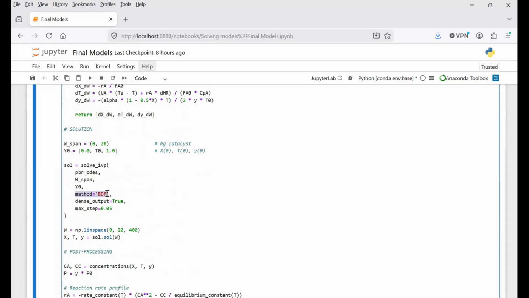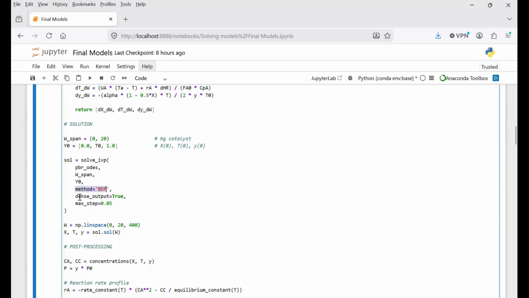BDF, backward differentiation formula, basically. That's the method we want to use because this is a stiff system. So we need to use a specific model that can handle that. Because different variables are changing at different scales, that's why it's referred to as a stiff system.